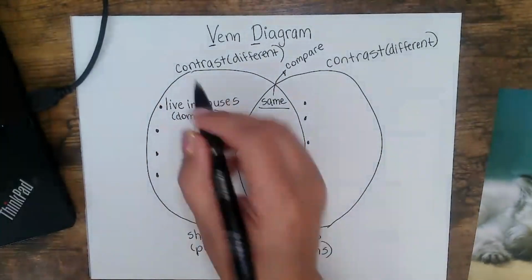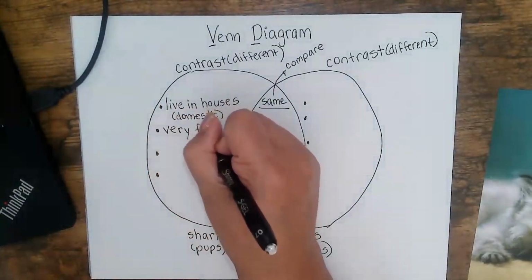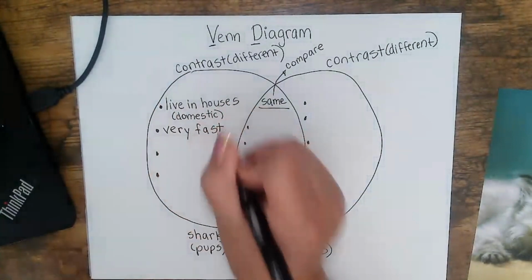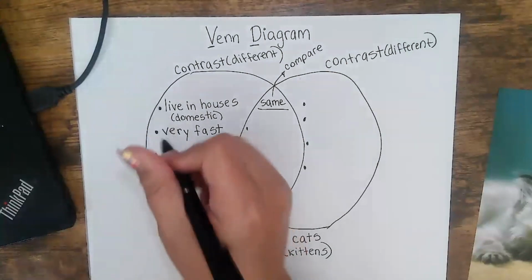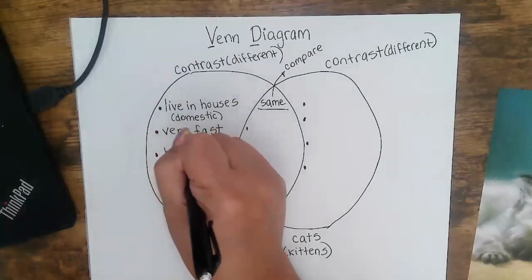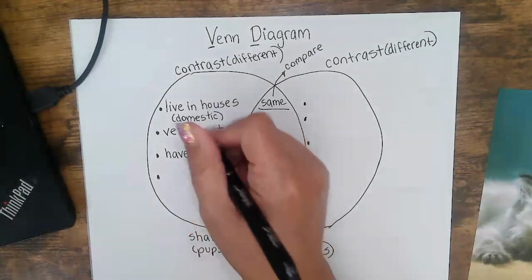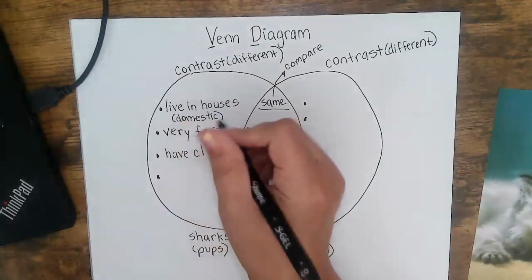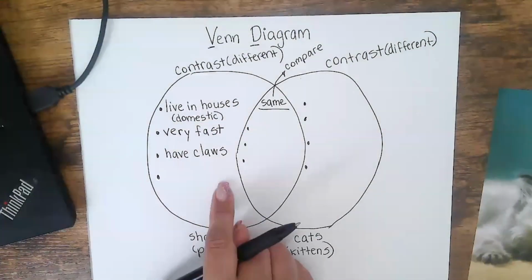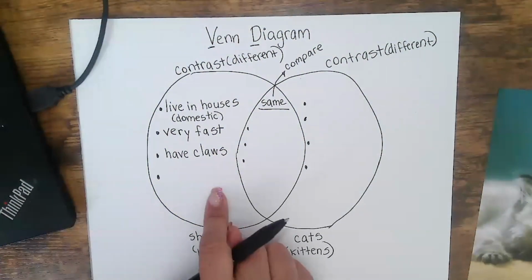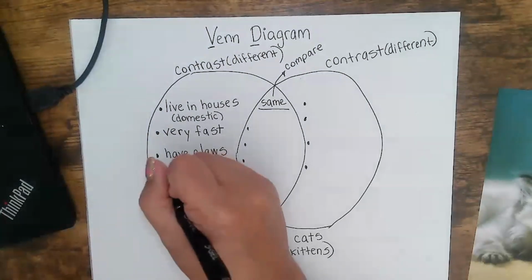I'm gonna put they're very fast. I'm gonna put here that they have claws. And you see that after a bullet, you don't have a complete sentence. You could just have one word, or you could have phrases, which means a couple of words. Because this is not for complete sentences, this is for ideas. They have claws, and I'm going to put that they have, oh, why don't I put that they have whiskers?